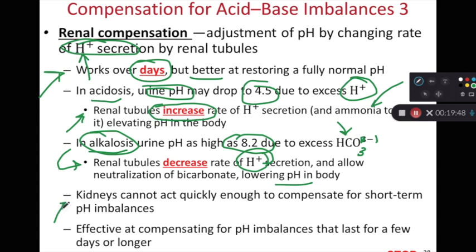Our kidneys, though, don't act very quickly. It's more of a long-term solution. We can't compensate for pH imbalances quickly with our kidneys. Our short-term fixes are typically going to involve our respiratory system or our chemical buffering systems. However, the kidneys are very effective at compensating for long-term pH imbalances that last for days or weeks.